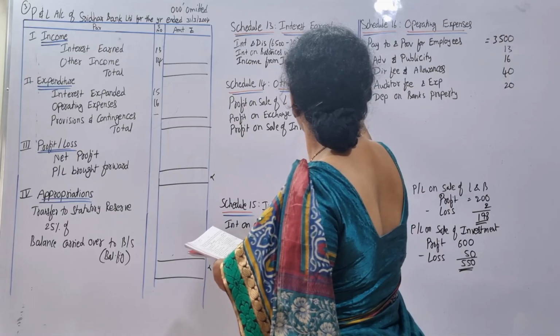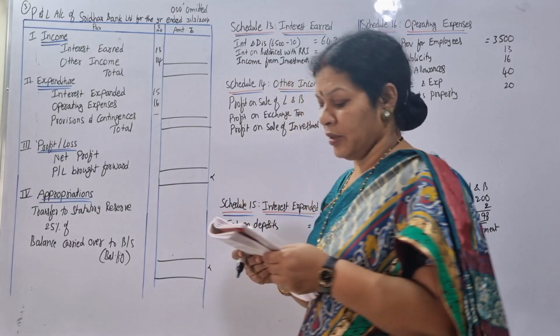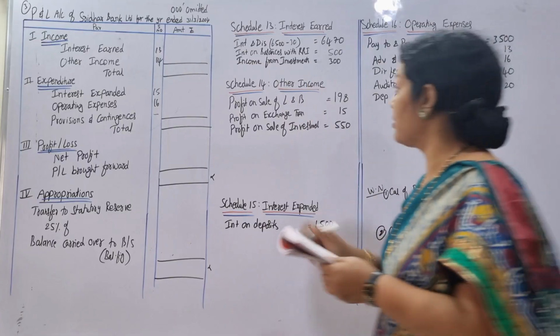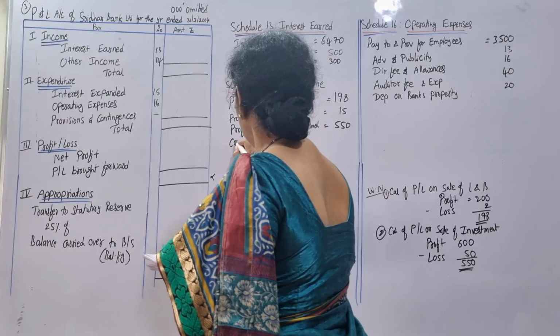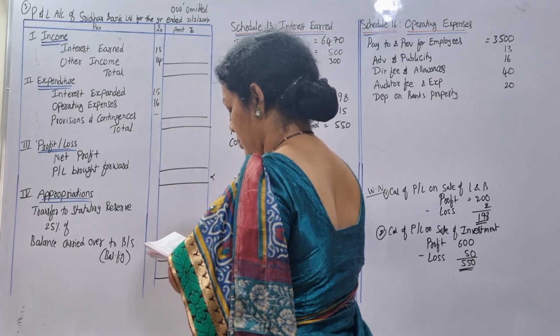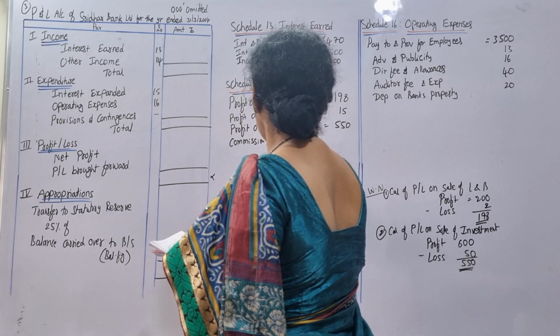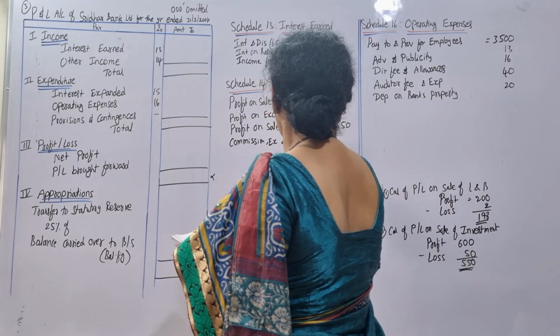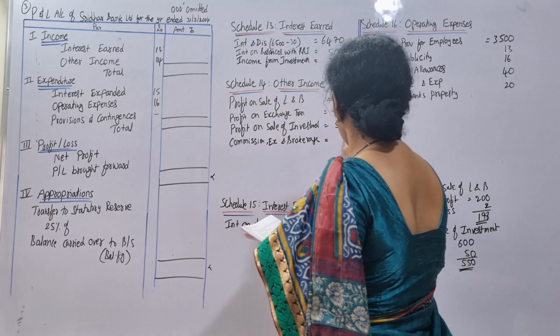$300. Next, commission, exchange and brokerage, other income it is. So it is here, commission, exchange and brokerage. It is 400.